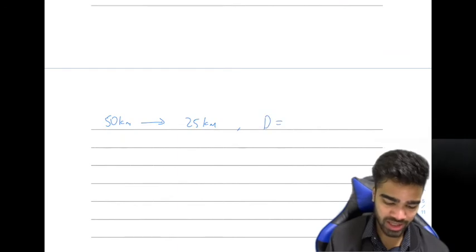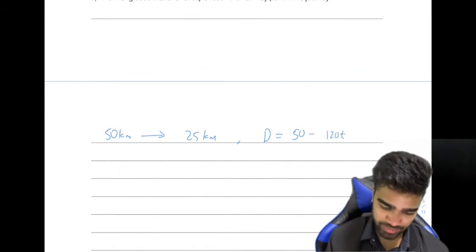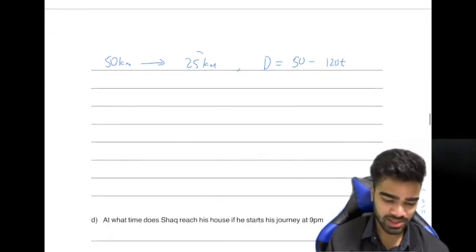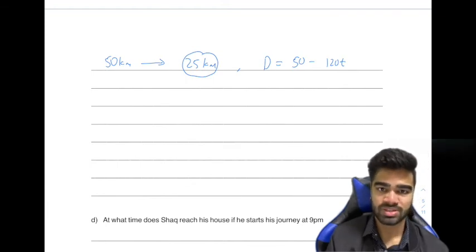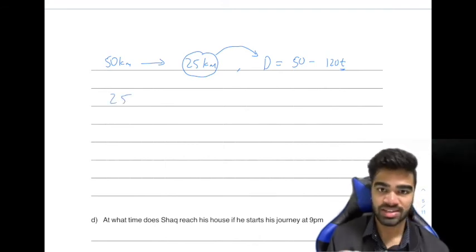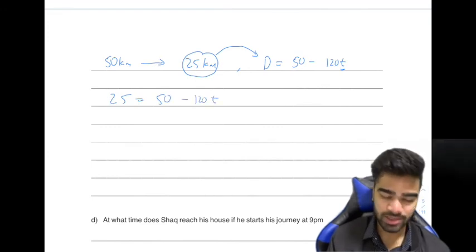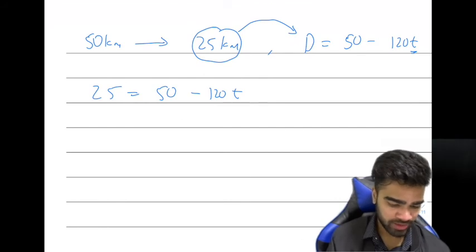Our equation is D is equal to 50 minus 120t. We know that's our distance. So then what we should get is the time for which he's 25 kilometers away from his house. So it's simple. All you have to do is sub 25 in and solve for time. So we can say 25, that's the distance, how far away he is from the house, is equal to 50 minus 120t and solve from there. So take 50 to the other side by subtracting, you're going to get negative 25 is equal to negative 120t, make them both positive, and then divide by 120. So 25 over 120 is equal to t.